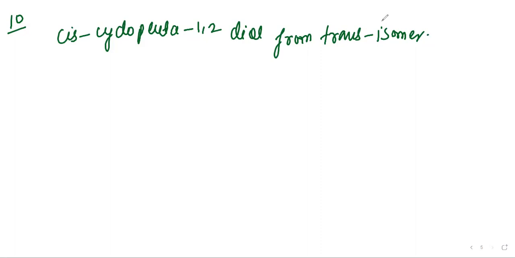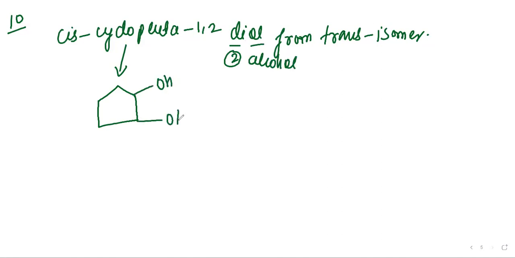So look at the first, make the structure of this one. So pentane, 5 carbons will be there and cyclo means closed compound. So this is the cyclopentane and 2 diol. Di means 2, ol means alcohol. Here one OH and here OH. Understood? React with trans isomer. It is reacting with whom? 1,2 diol from the trans isomer.